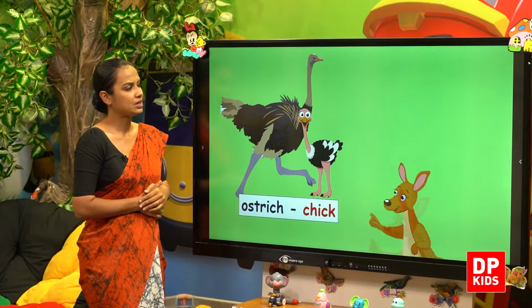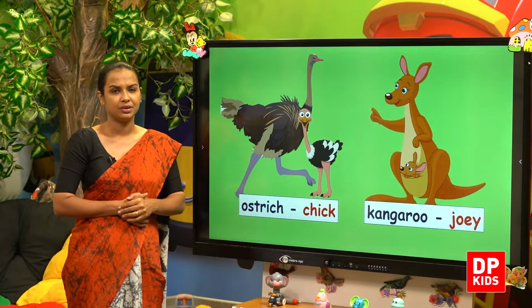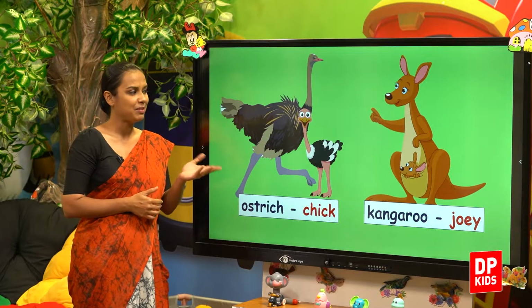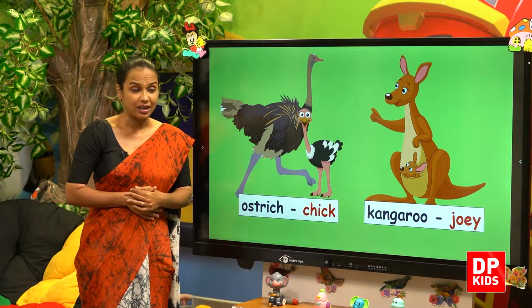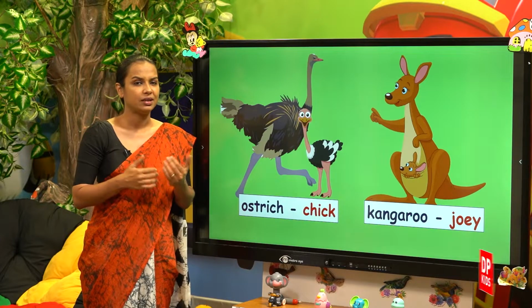Then next one, kangaroo. Kangaroo and the baby kangaroo is called a joey. A joey, the baby kangaroo is called a joey.